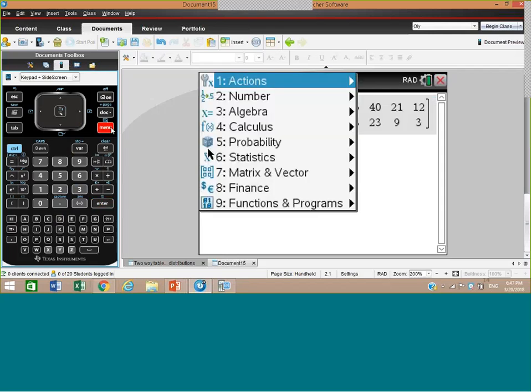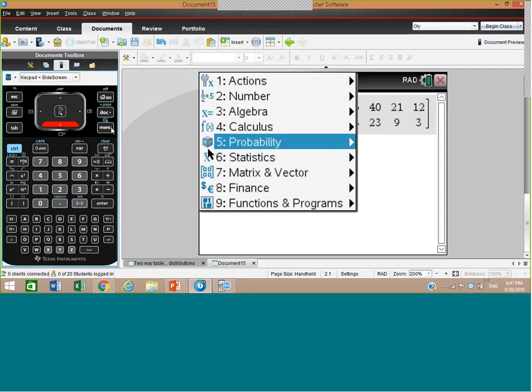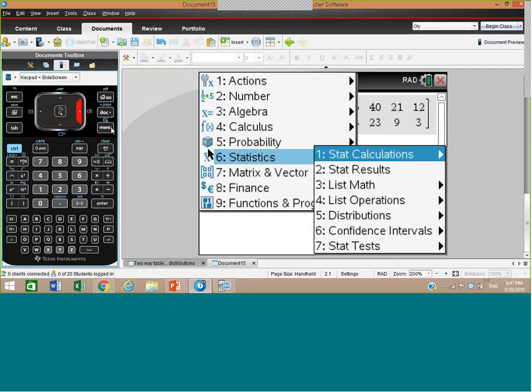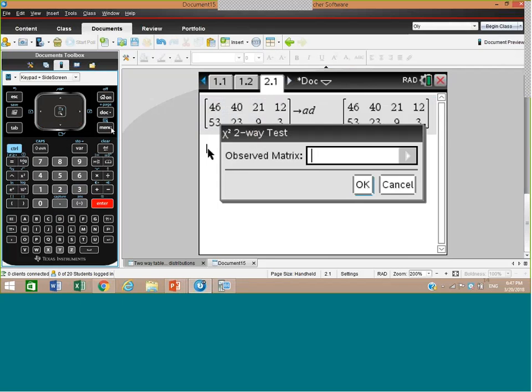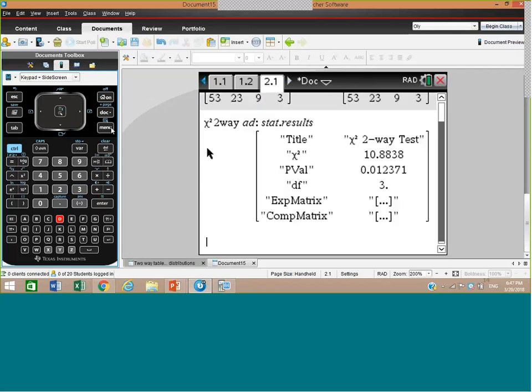So that's menu, and then in statistics, and then I want to do a statistical test, and there's this chi-squared 2-way test is the one we want. And I have to tell it where the observed matrix is, and that's the one we just created. So I'll tell it it's in matrix AD, and then there's the chi-squared statistic and the associated p-value and degrees of freedom. So what do you think, Landy?